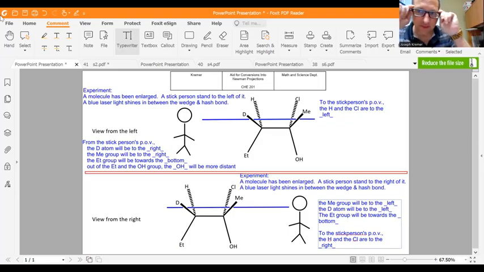Forgive me for doing this again. Take my glasses off, put my face where the stick person is, understanding that a wedge projects as it does and the hash projects as it does with the laser in between. The hydrogen and chlorine are to the right. So this is progress towards making Newman projections.